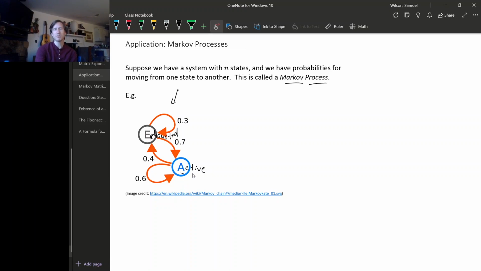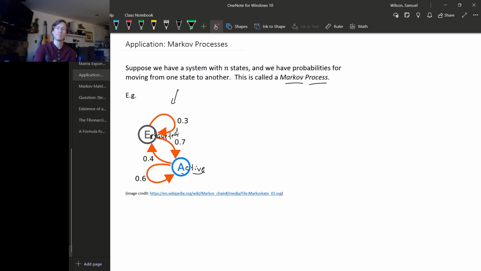So if you're active, the probability of becoming exhausted is 0.4, and if you're active, the probability of becoming active again, so staying active, is 0.6. And then if you're exhausted, the probability of staying exhausted is 0.3, and if you're exhausted, the probability of becoming active is 0.7.